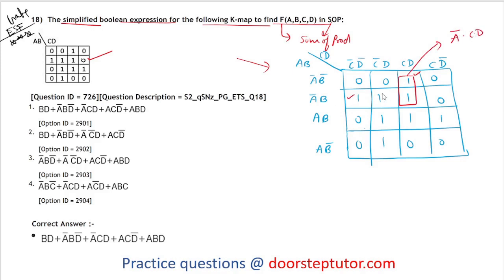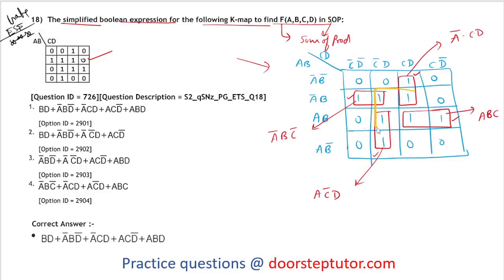If we want to cover this one, this is the only pair that we can make and this stands for A bar B into C bar. If we want to cover this one, this is the only way of covering it. So we can make a pair like this and this stands for A into C bar D. And if we want to cover this one, we need to pair these two ones and this stands for A dot B into C.